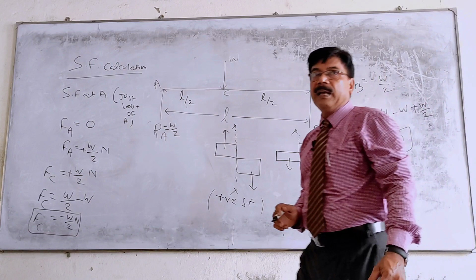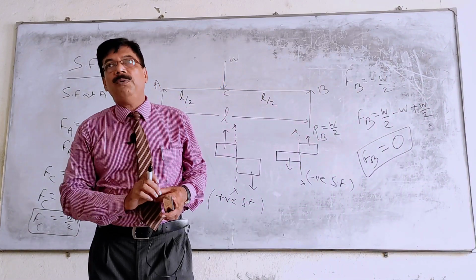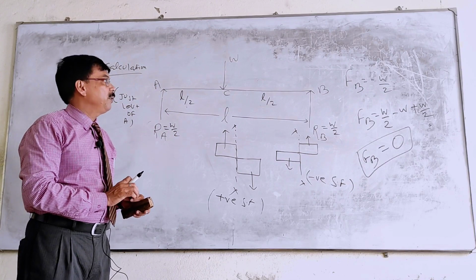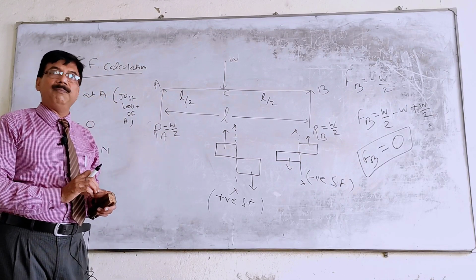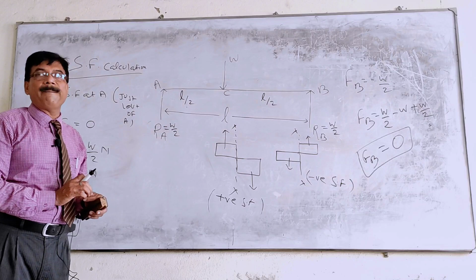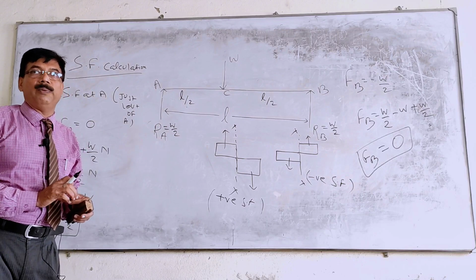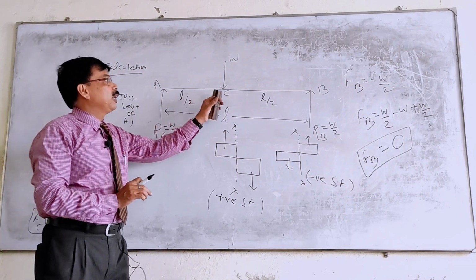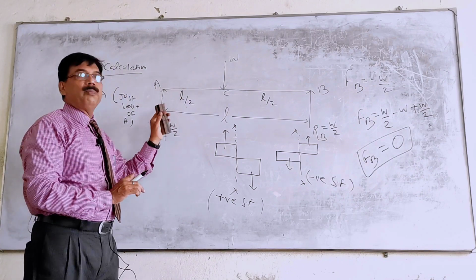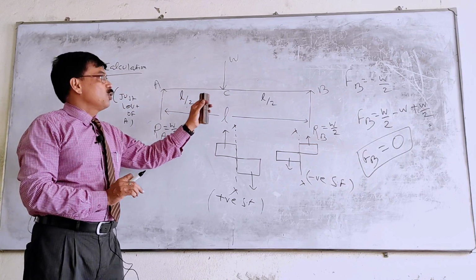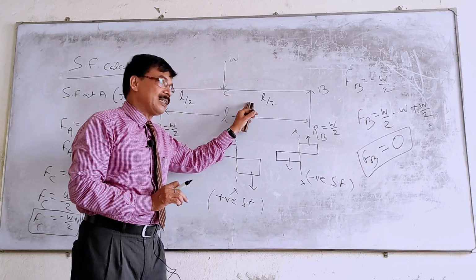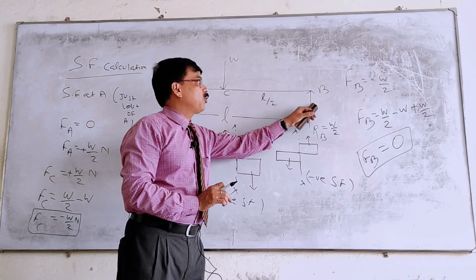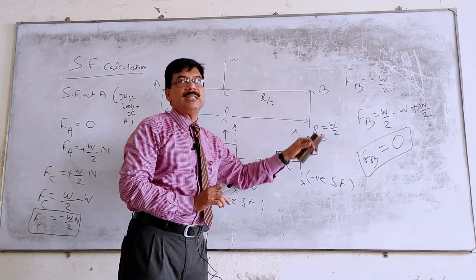Again, I am repeating: left of A shear force value 0. Right of A shear force value W by 2 positive. Left of C same, W by 2 positive. Right of C is minus W by 2, because at A, W by 2 is upward positive and at C, W is downward. So W by 2 minus W is minus W by 2. Right of C is exactly the same as left of B, minus W by 2. Then right of B is 0.